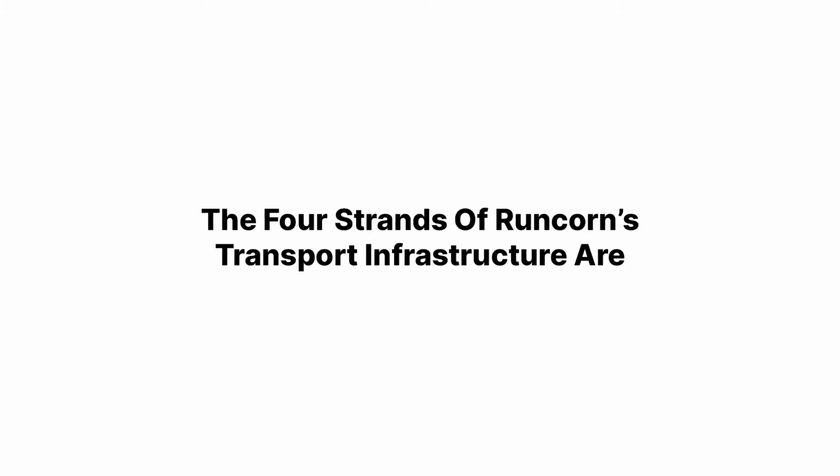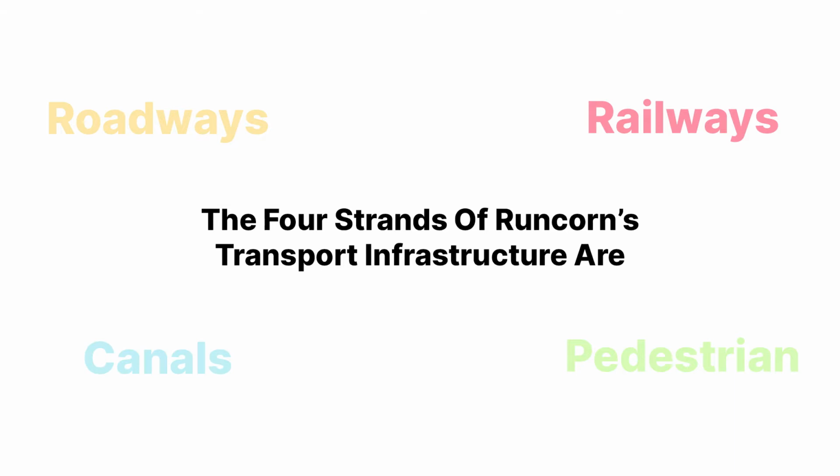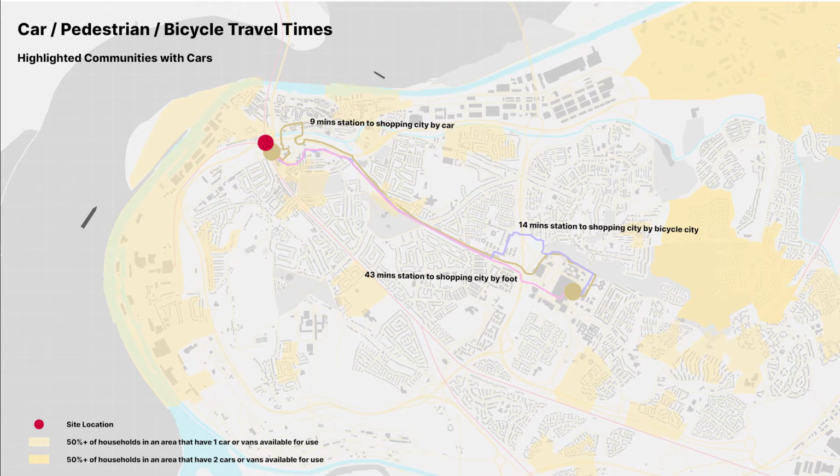The four main strands of Runcorn's transport infrastructure are pedestrian, roadways, railways, and canals. So we started to look into how each one of these transport infrastructures affects the city of Runcorn.